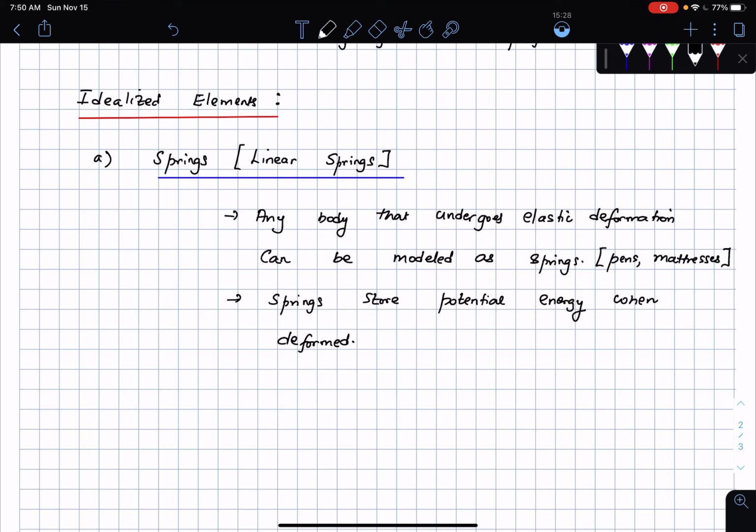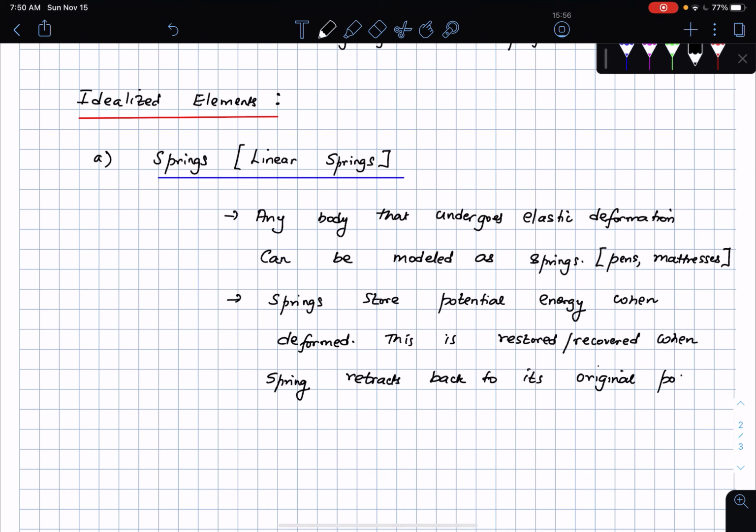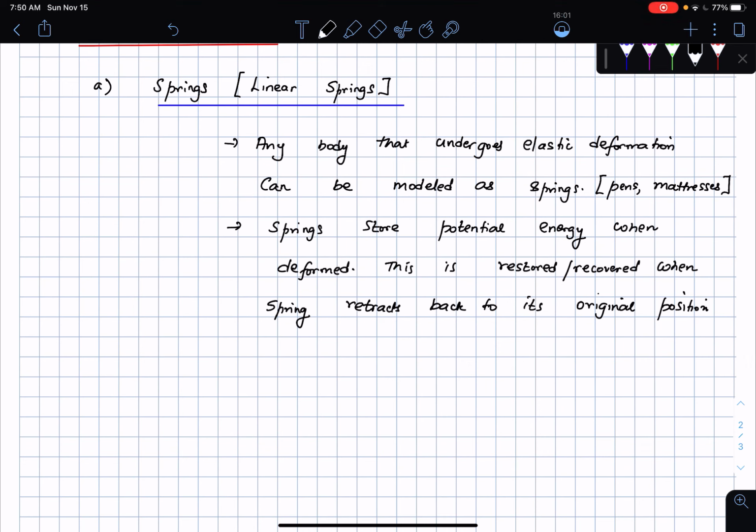Okay, this energy is recovered or restored when the spring retracts back to its original position. All right, so this is a typical basic behavior of ideal springs.